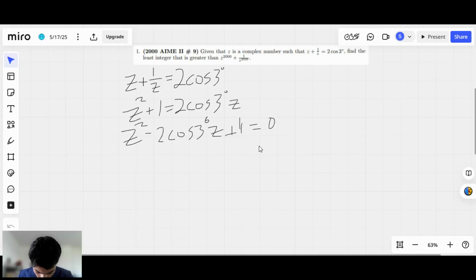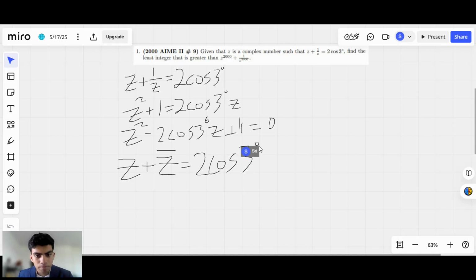So we know that for our roots of z and z conjugate, we can say that z plus z conjugate equals negative negative 2 cosine of 3 over 1, and then negate that again. So that would be 2 cosine of 3. And then we can do the same thing for the product, and that's just going to be 1, because 1 over 1 is 1, right?